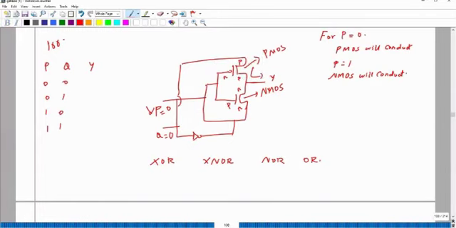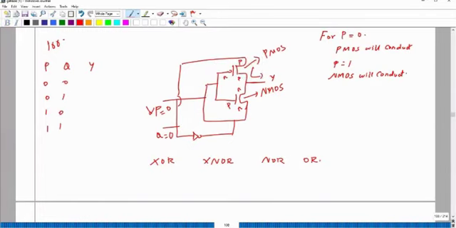So what's the answer you are getting? X bar Y Z bar X Y bar Z X Z. Answer is B.